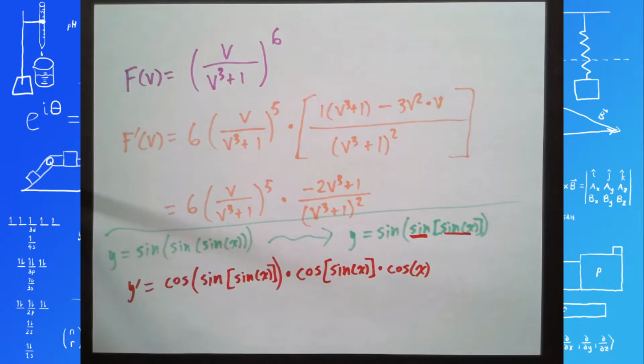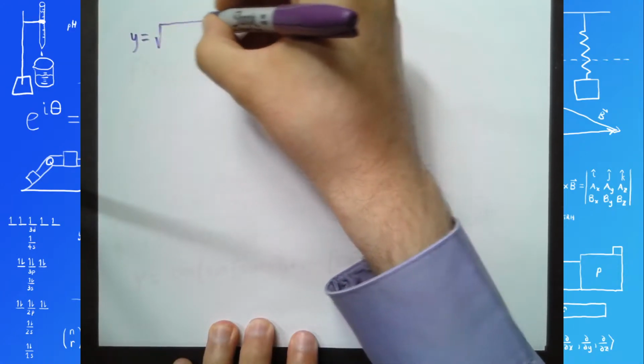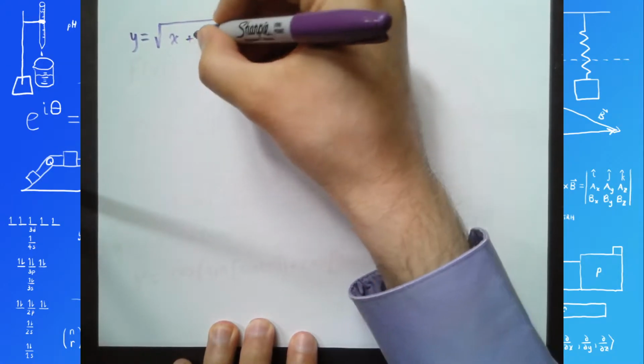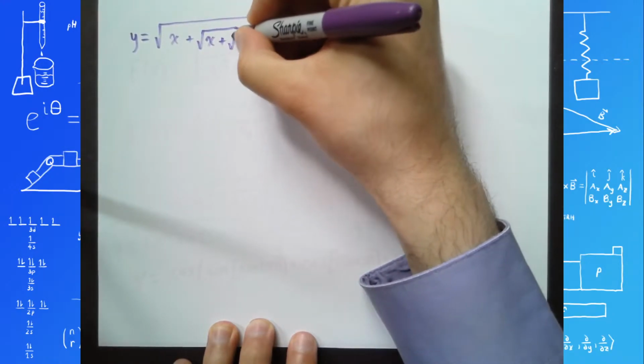Okay. This one might be slightly more disorienting. Let me switch to a new sheet of paper. So this next one says y equals square root of x plus square root of x plus square root of x.